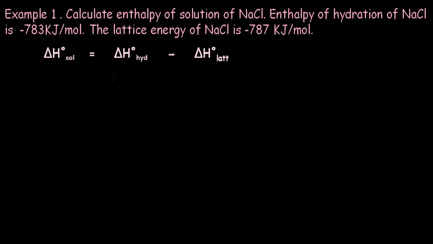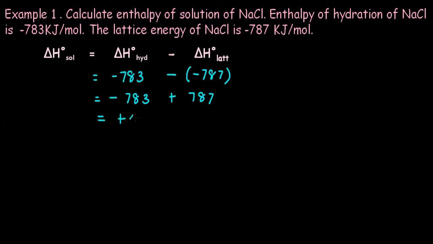Enthalpy of hydration of NaCl is minus 783, subtracting from that minus 787. So the value becomes minus 783 plus 787. This gives us a value of plus 4 kilojoules per mole.